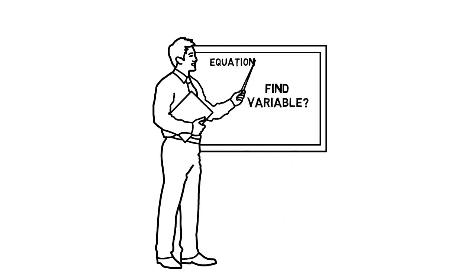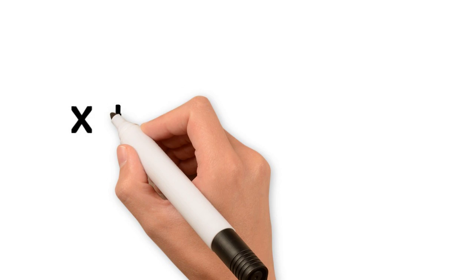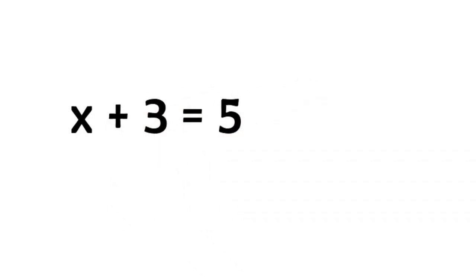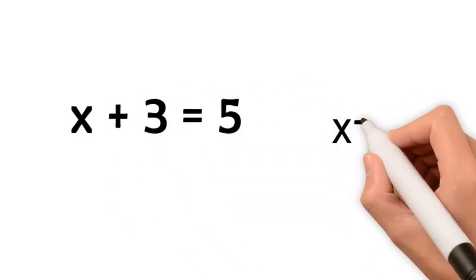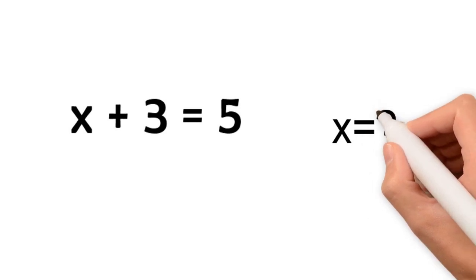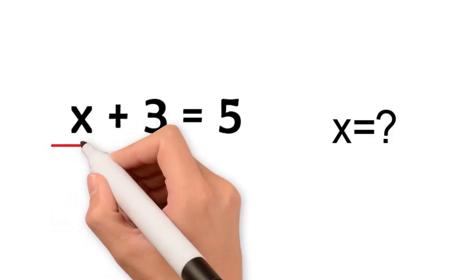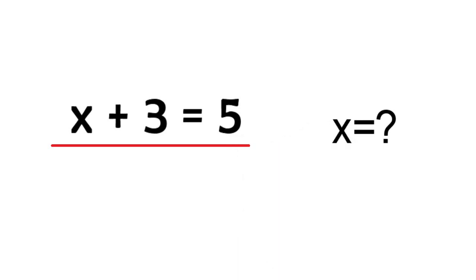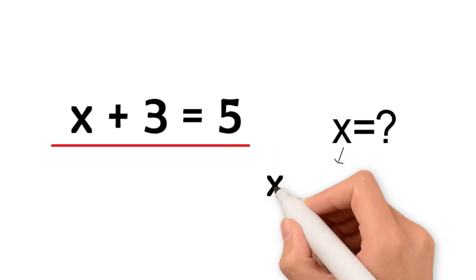Whenever we have any equation, not just linear, to solve the equation means to find what the variable is equal to. For example, suppose we have the simple equation x plus 3 equals 5. To solve this equation means to find what x has to be equal to, so that when we substitute that value for x, we make the equation true. Clearly, x equals 2 is the solution.